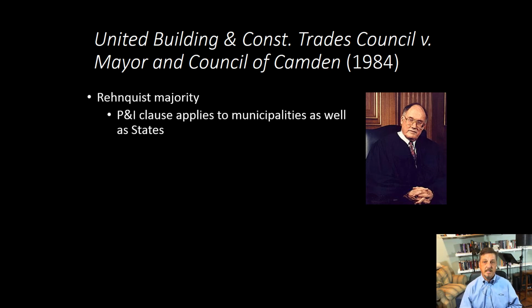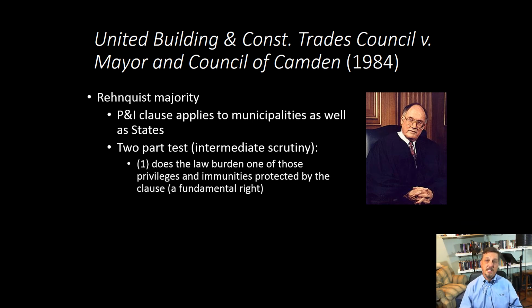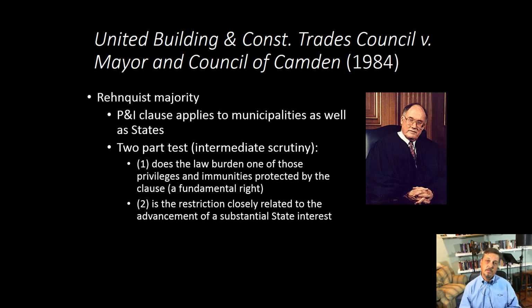We did have a test in this United Building and Construction Trades versus Camden case. We noted that in Justice Rehnquist's opinion, he applied the Privileges and Immunities Clause to a municipality. That was a somewhat controversial and somewhat unclear part of the opinion, but he gives the test for intermediate scrutiny. So we're going to look at a P&I issue under intermediate scrutiny, and here we have the test on the screen, and this is the test that you're going to want to look at and apply for a privileges and immunities question on an exam or on a bar exam.